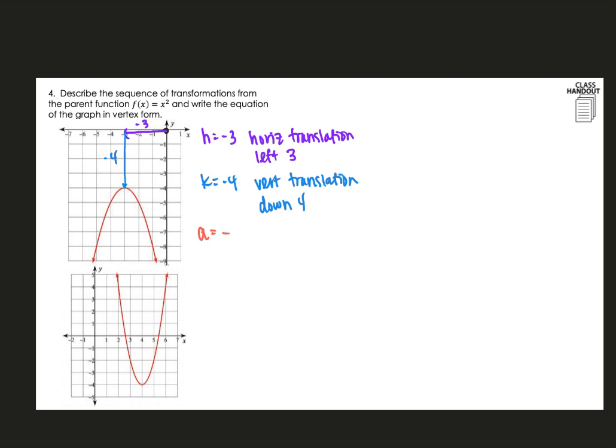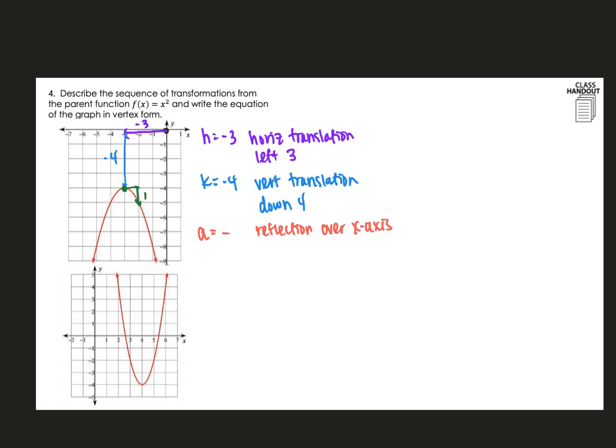well, I know my graph is concave down, which means that there's been a reflection. So we know that a is going to be negative. So there's a reflection over the x-axis. So to see if there's a stretch or compression, let's look and see what our points are. So our first point is here. To get to the next point, we went over 1 and we went down, and it only took 1 unit to get to my parabola.